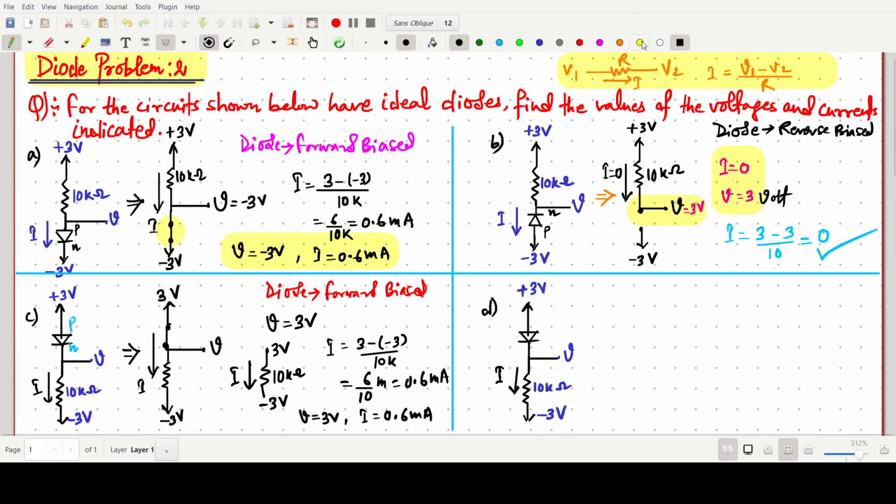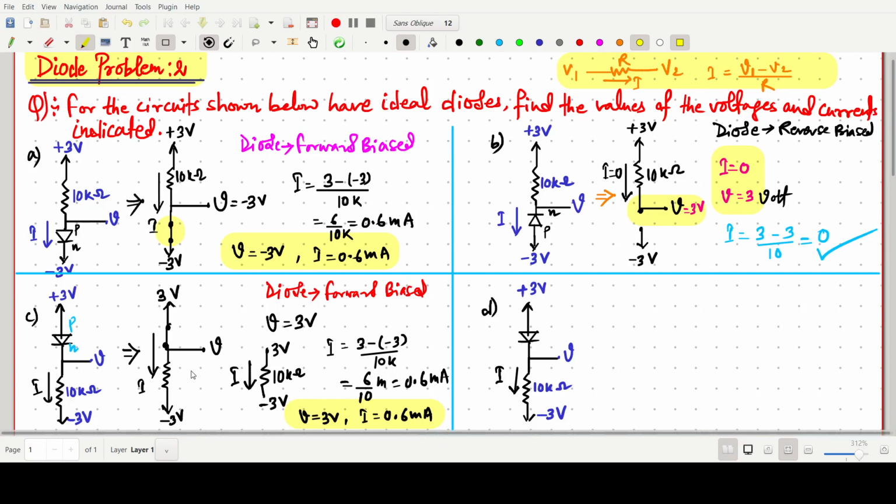So in this case, V value is 3 volt and I value is 0.6 milliampere. Very simple. It is a very simple question, but we have to know the basics. So V equals 3 volt and I equals 0.6 milliampere. So this is about question number C.